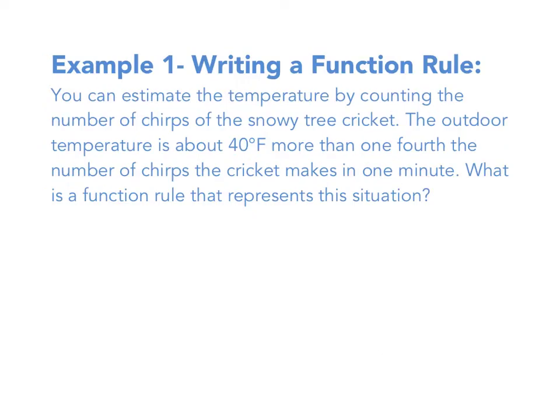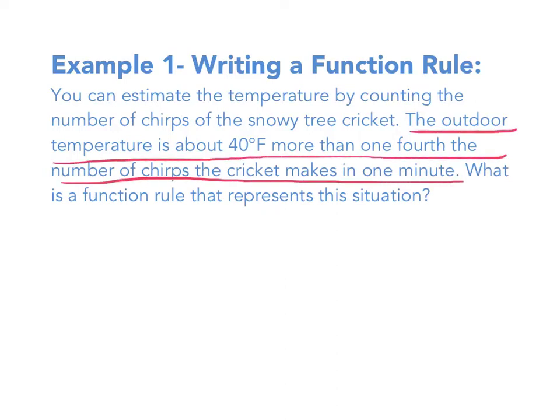You can estimate the temperature by counting the number of chirps of the snowy tree cricket. The outdoor temperature is about 40 degrees Fahrenheit more than 1/4 the number of chirps the cricket makes in 1 minute. What is a function rule that represents this situation? I'm just going to highlight some important information in this. The outside temperature is about 40 degrees more than 1/4 the number of chirps the crickets make in 1 minute.